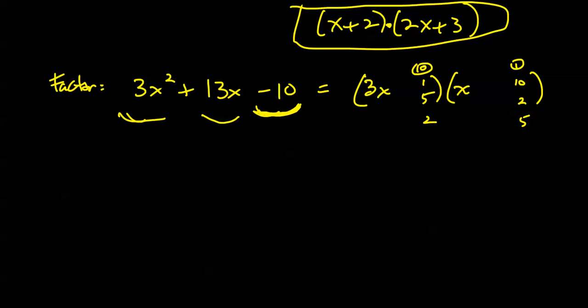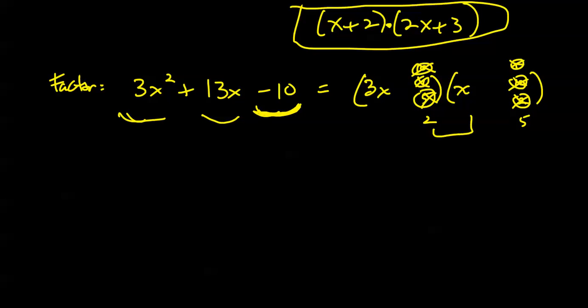If I have a 10 and 1, my outer product is going to be a 3x and a 10x. Well, 3x and 10x, one of these is going to be positive, one is going to be negative, so that's not going to work. How about 30x and 1x? Too big. That's not going to work. How about 6x and 5x? That's not going to work either. I think we've only got one more chance.